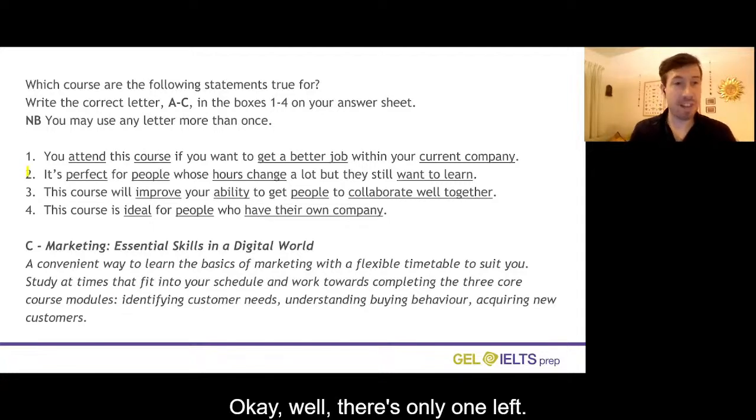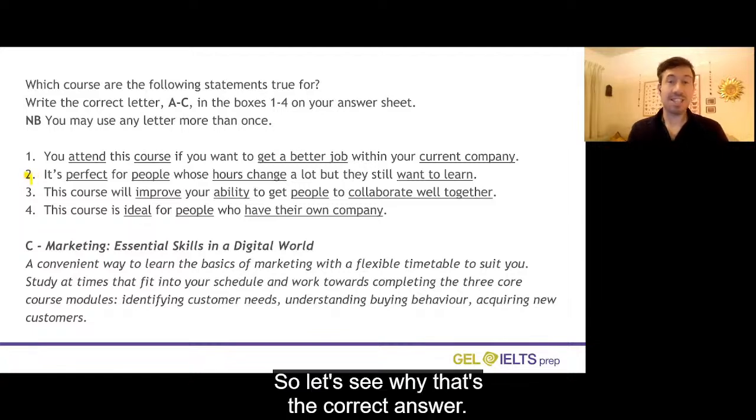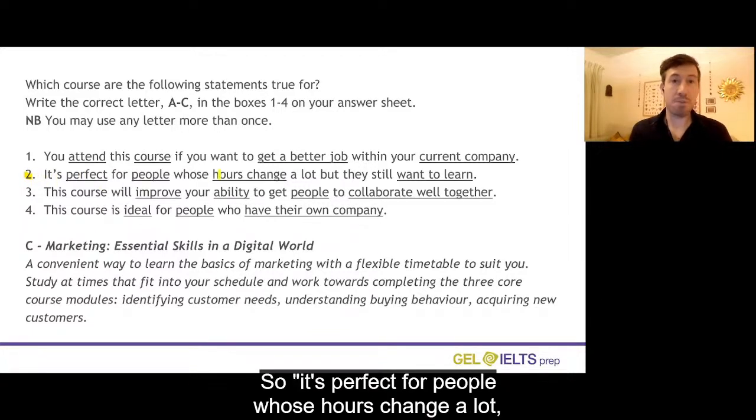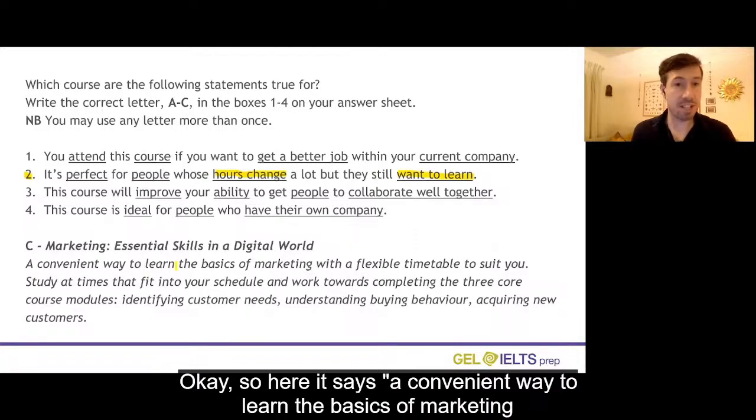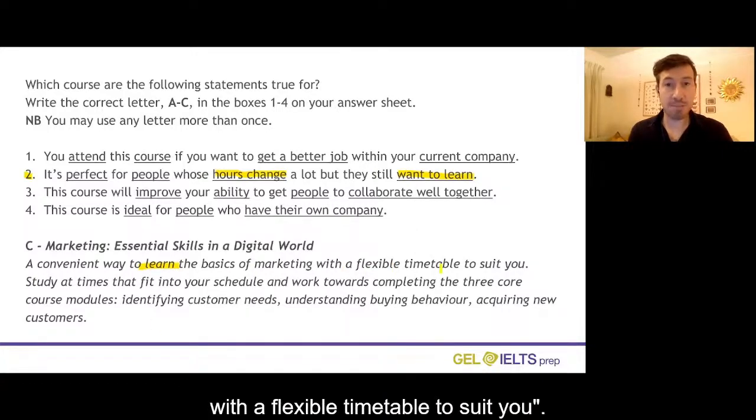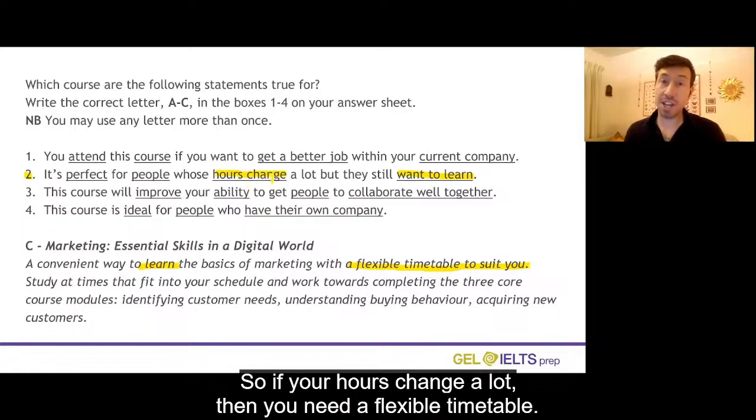Okay, well, there's only one left. It's number 2. So let's see why that's the correct answer. So it's perfect for people whose hours change a lot, but they still want to learn. Okay, so here it says a convenient way to learn the basics of marketing with a flexible timetable to suit you. So if your hours change a lot, then you need a flexible timetable.